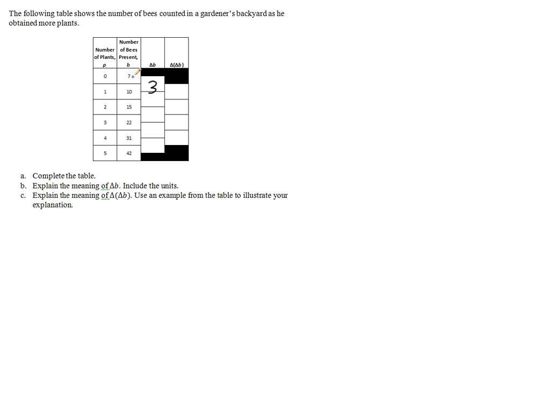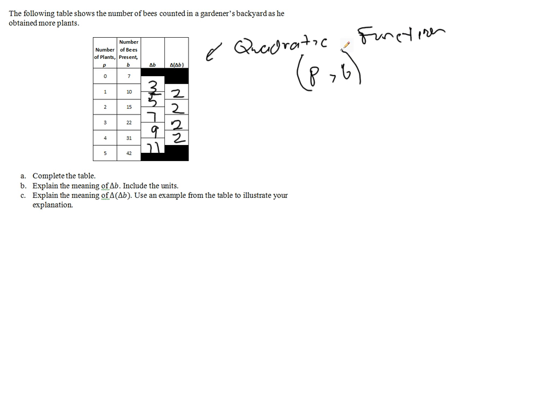So first it increases by 3 from here to here, then by 5, then by 7, then by 9, and then by 11. So the change in B increases by 2, increases by 2, increases by 2, increases by 2. We can conclude at this point that this represents a quadratic function. That is, between P and B, the number of plants and the number of bees appears to be quadratic because the change in the change is constant.